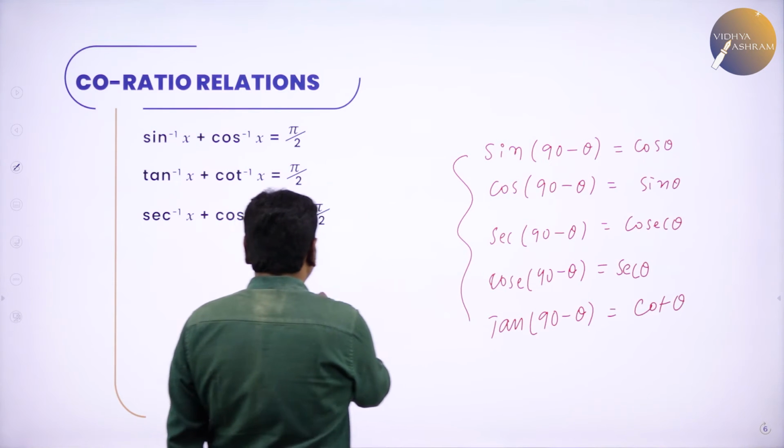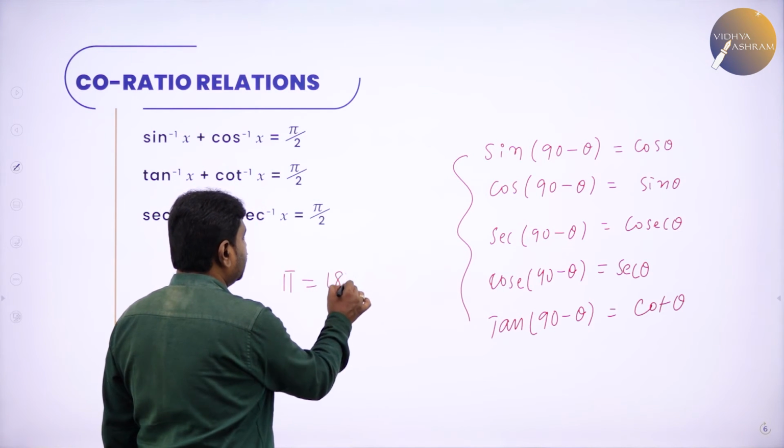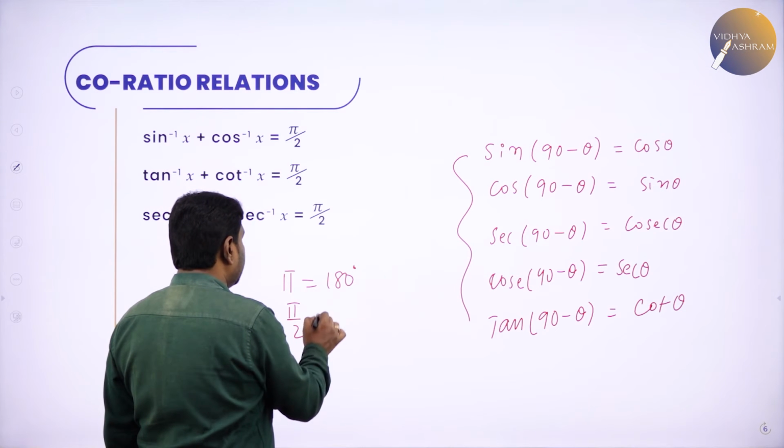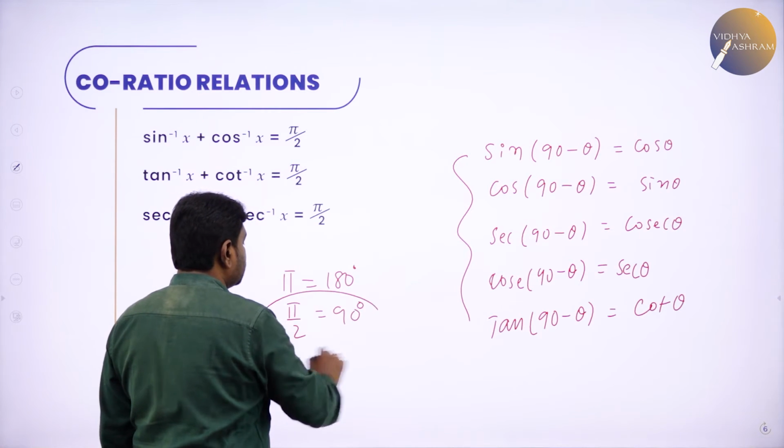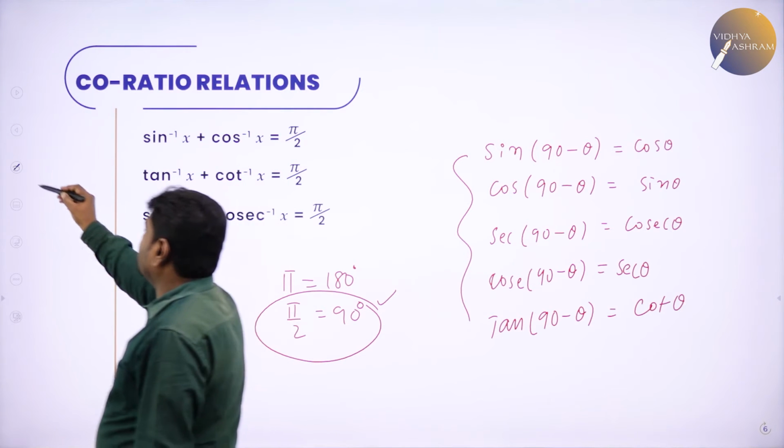So 90 degrees. So pi means what? 180 degrees. So pi by 2 means what? 90 degrees. So in spite of 90, we can also say pi by 2. We'll start proving this.